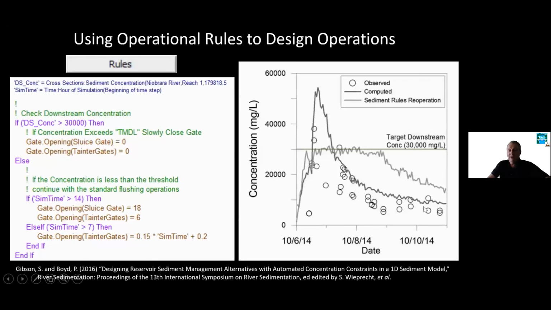And so what you can see over here on the right is the original concentration time series, the calibrated one. But then this is the time series with these operational rules. And you see it rises to about 30,000 milligrams per liter, and then it hangs there until it falls. And so we pass the same amount of sediment, but we pass it over a longer period of time, and we avoid that really high peak of 50,000 milligrams per liter.